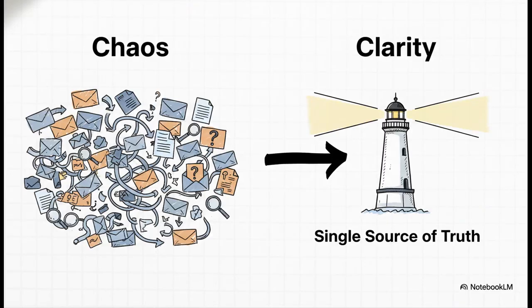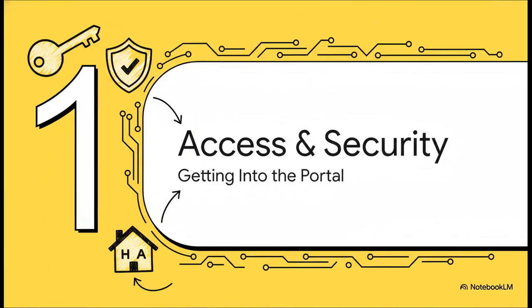And that really gets to the core idea here. We're moving from chaos to clarity. We're calling this our single source of truth. So what does that actually mean? It means no more digging through a million old emails to find the latest update. No more wondering which version of the budget spreadsheet is the right one. From now on, everything is right here. Always current, always accurate.